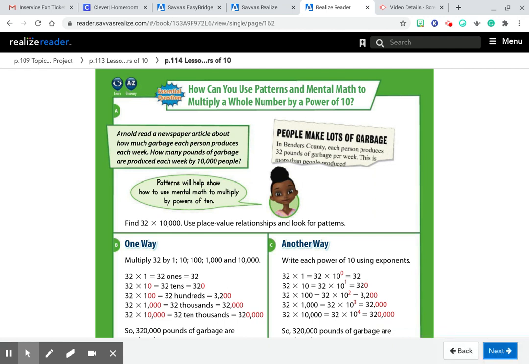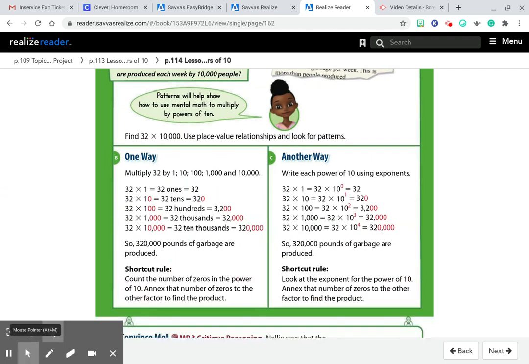Patterns will help show you how to use mental math to multiply by powers of 10. Find 32 times 10,000 using place value relationships and look for patterns. So you know 32 times 1 is 32. 32 times 10 would be 320, and they're showing their zeros in red to help you out. 32 times 100 would be 3,200. 32 times 1,000 would be 32,000. 32 times 10,000 would be 32 10,000s, which would actually be 320,000. So 320,000 pounds of garbage are produced.